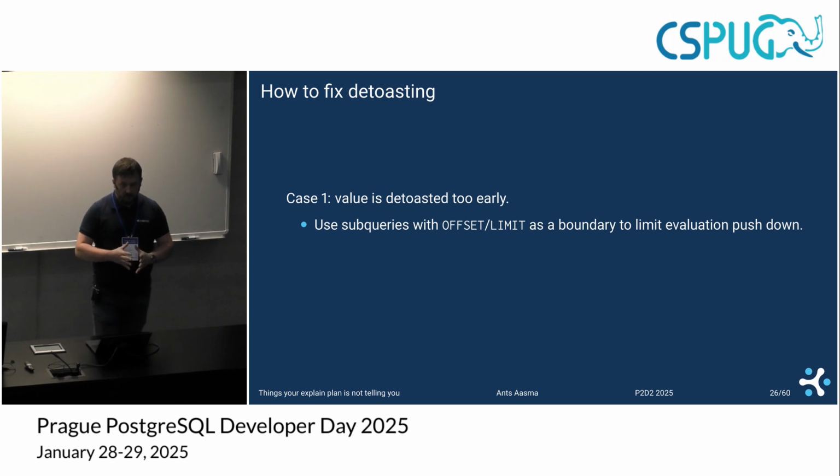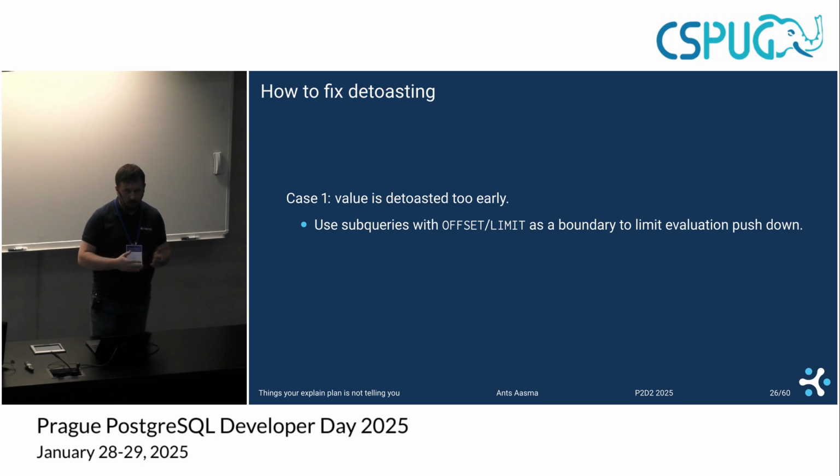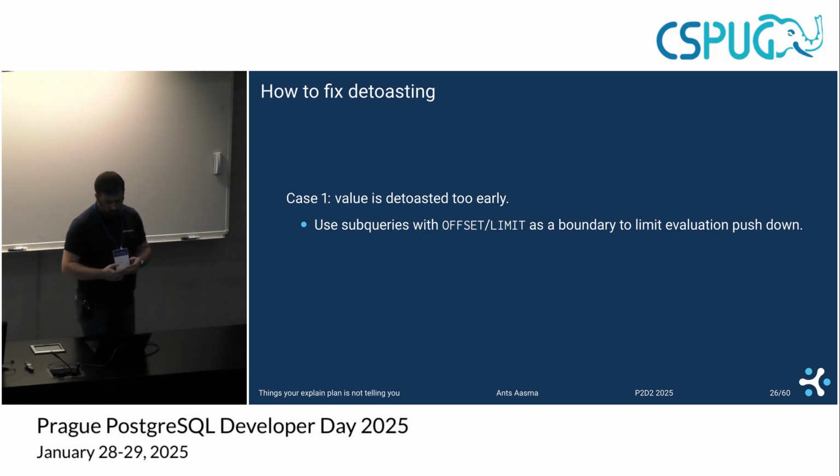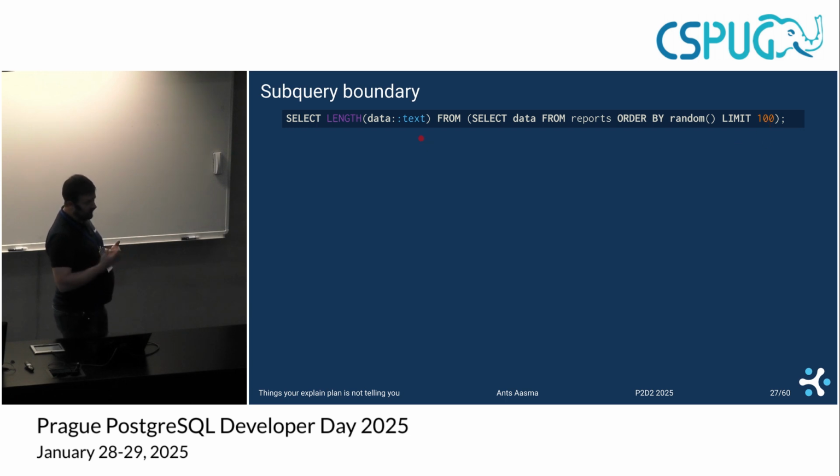So how to fix those types of problems? In this latest case where we are detoasting too early, we can use subqueries with an offset or a limit clause in them to set a boundary within our query to limit where the evaluations are pushed down to. So if we rewrite the query slightly, most of the query here is the same. The only difference is that we are just selecting the data field from the reports table, and we have this limit here that acts as a boundary. And only when we have those 100 rows, we actually execute this length calculation.